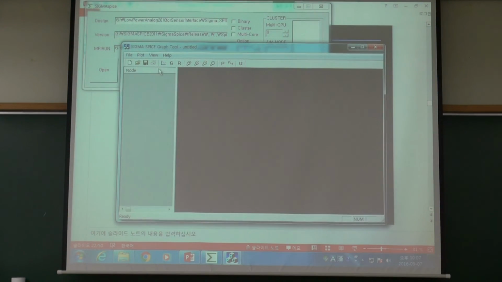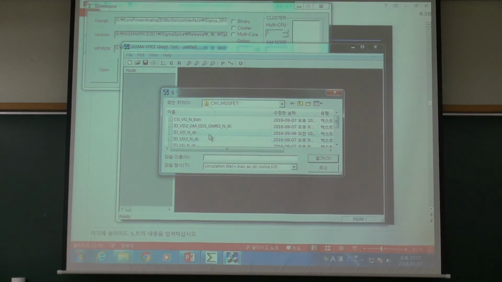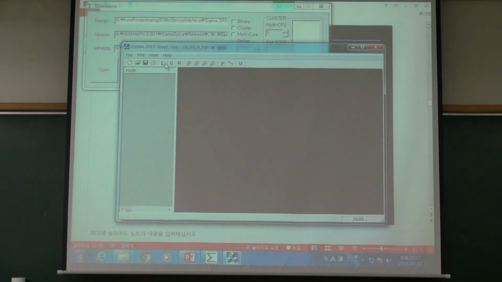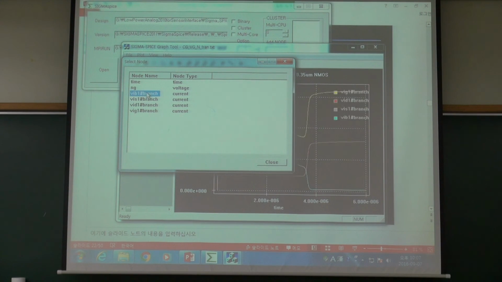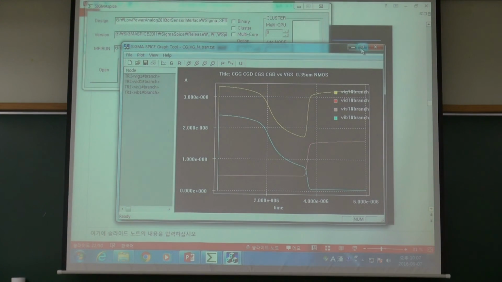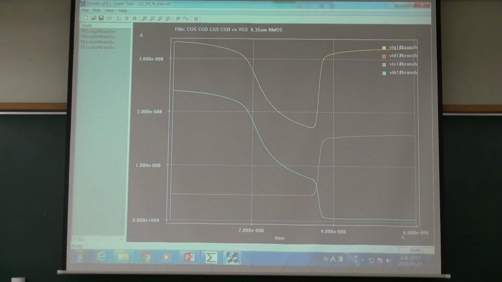Simulate graph. So this is a CGG, this is a CGD, CGB here. Okay. So this is a gate source voltage, drain source voltage is 0. So this is minus 3 volt to plus 3 volt. I remember this is a CGG, CGD, CGS are the same. This is a CGB, gate bulk.